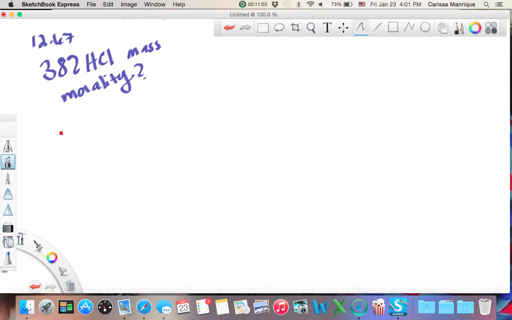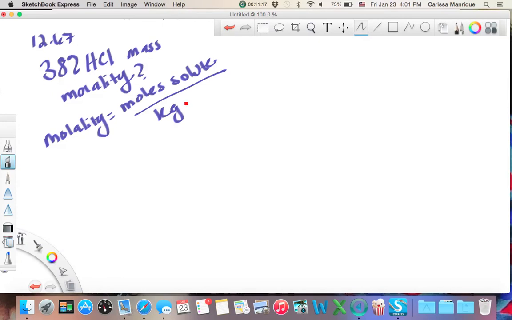Okay, so first let's define molality. Molality equals moles of solute over kilograms of solvent, not of solution. A solution equals the solute plus the solvent. It doesn't want that. It's very important to know.